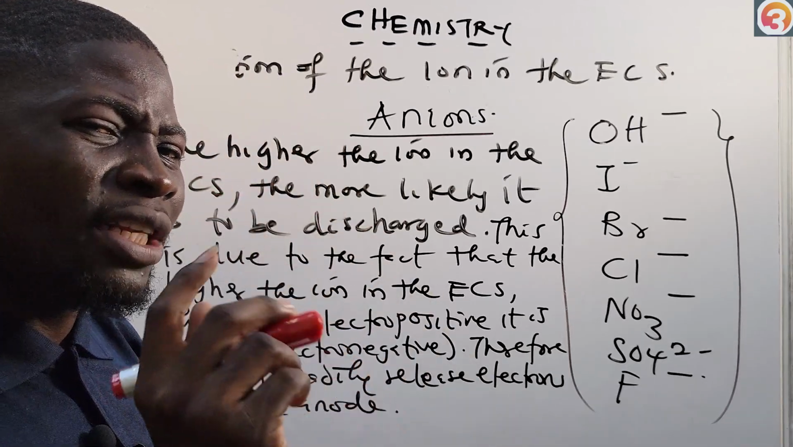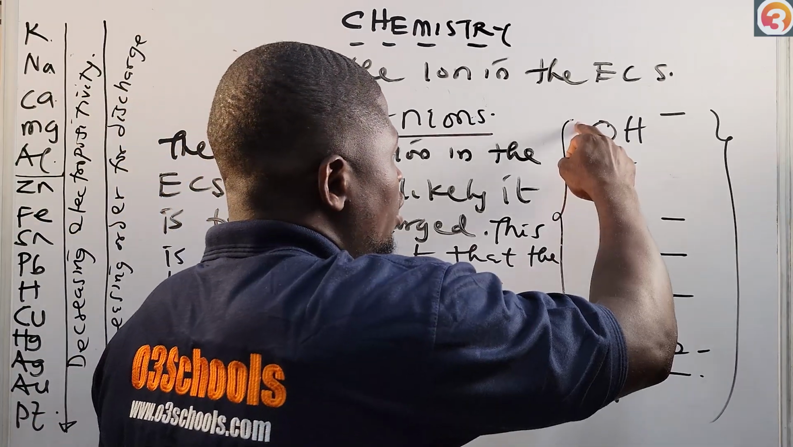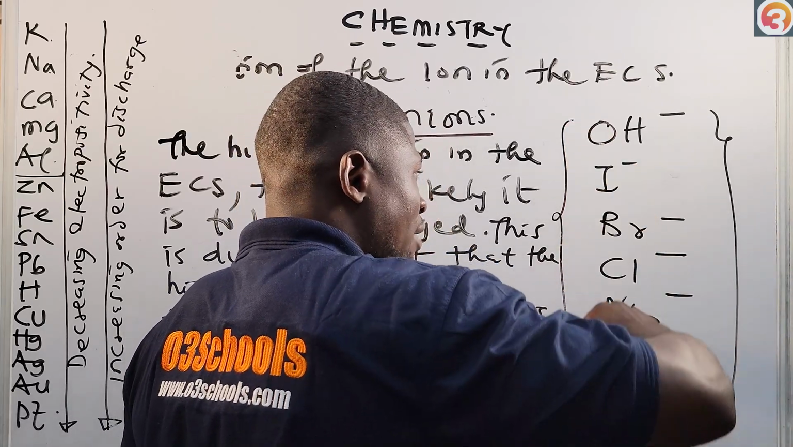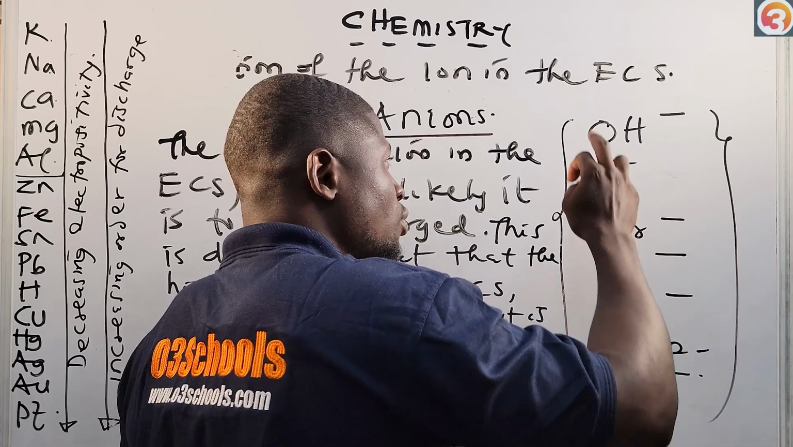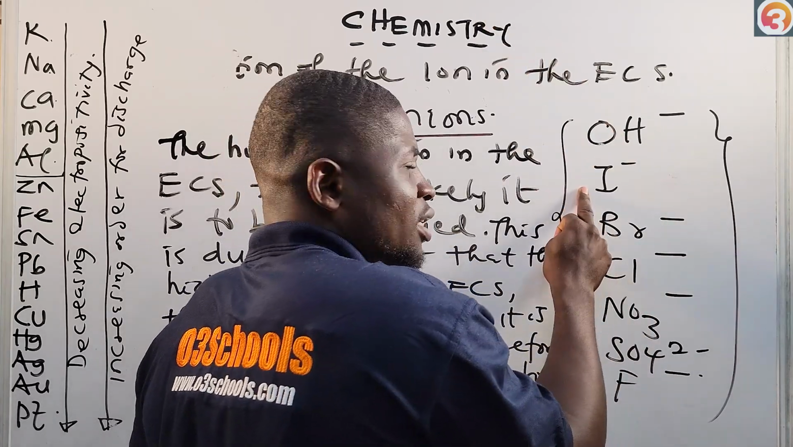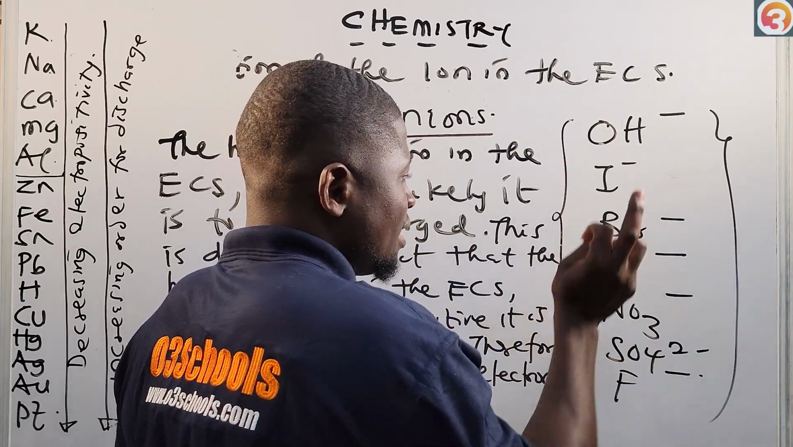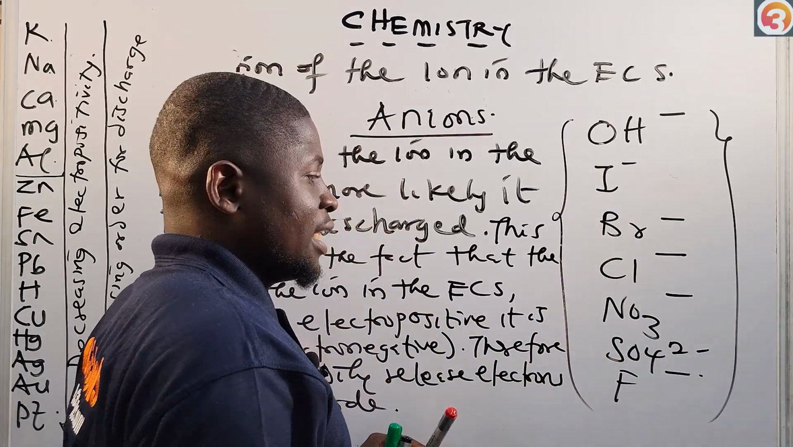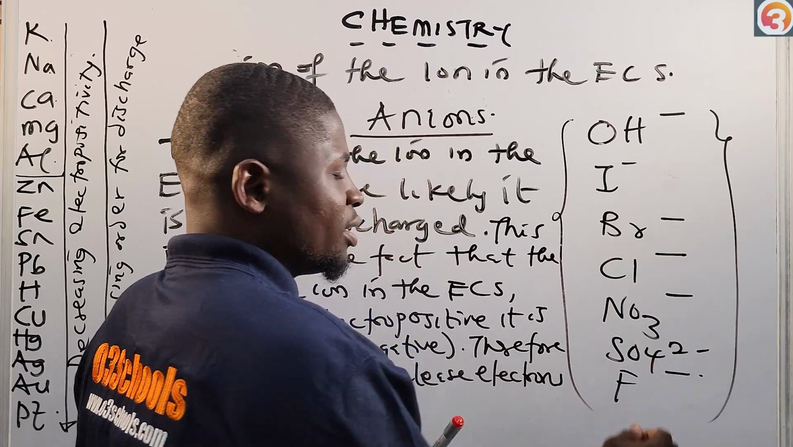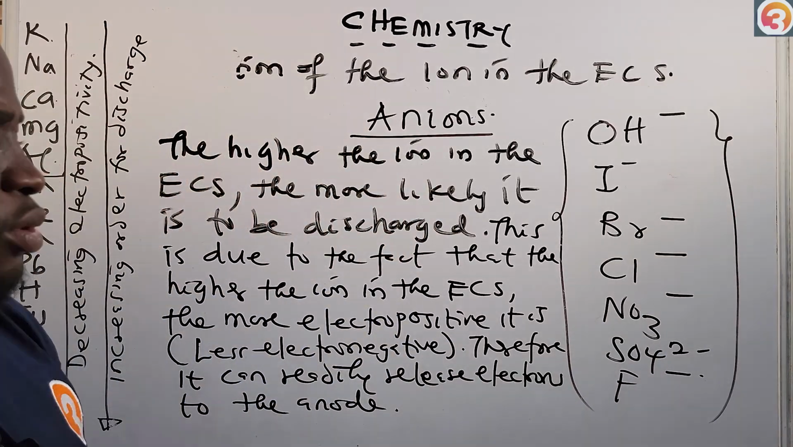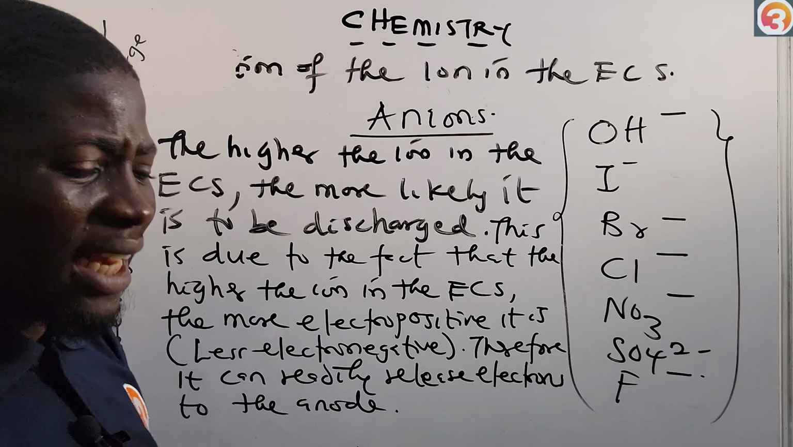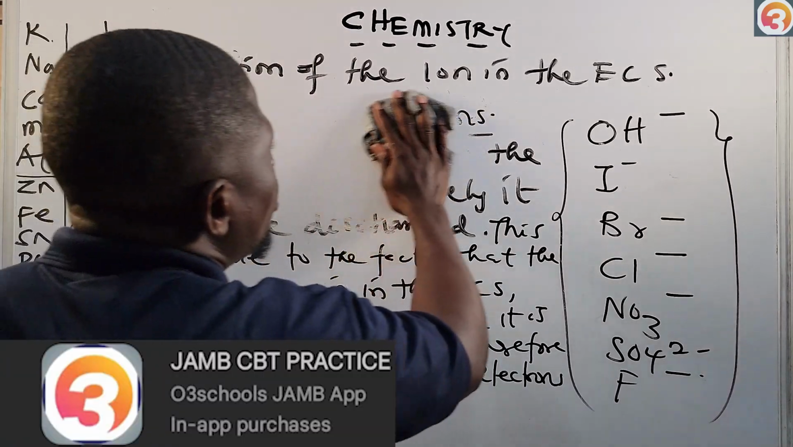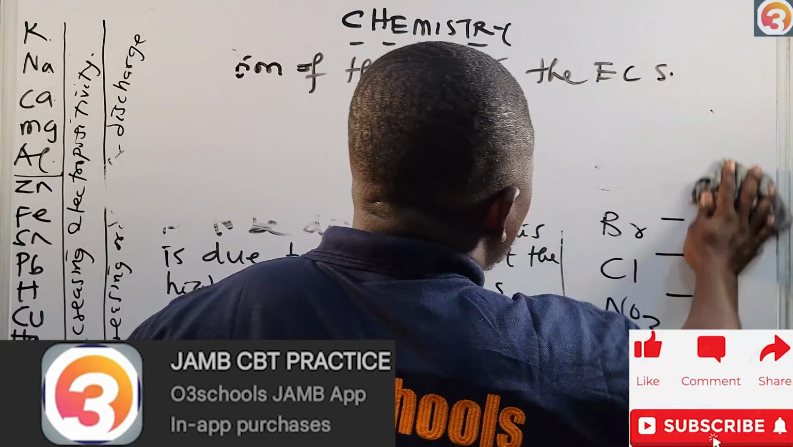Now, the preferential order for discharge, right? If you are going from down to up, that is the preferential order for discharge. Okay, that means OH will be discharged in preference to I. That means Cl will be discharged in preference to NO3. That means SO4 2- will be discharged in preference to fluorine, and so on and so forth. So please understand this order. Now let's take some questions from the O3 School JAMB app to test our knowledge on what we have done so far.